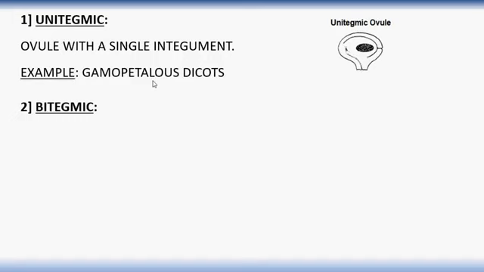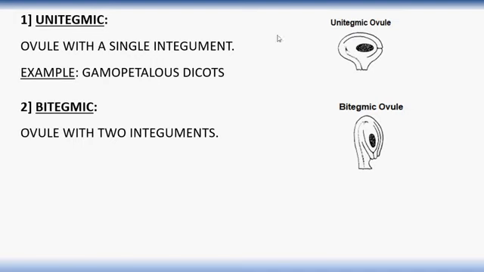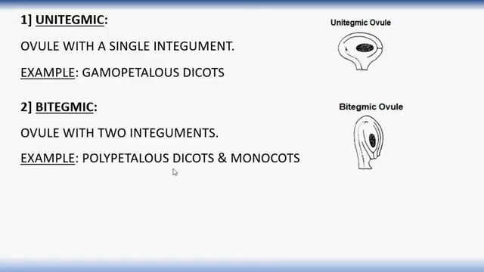Bitegmic: ovule with two integuments. Let's see the photograph here. So the ovule has two integuments, one and two, outer and inner integument, then it is considered bitegmic. Example: polypetalous dicots and monocots. Polypetalous means the petals are free, they are not fused. Such dicots are called polypetalous. And third type, ategmic.